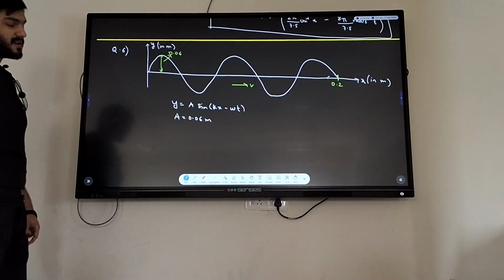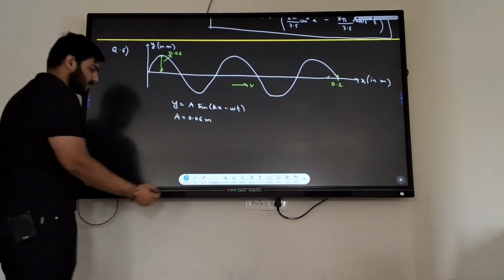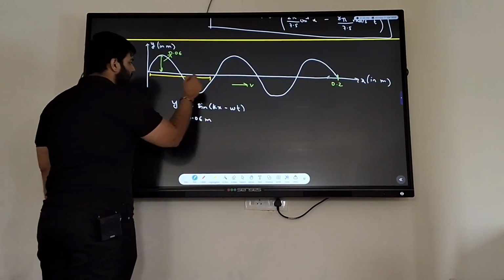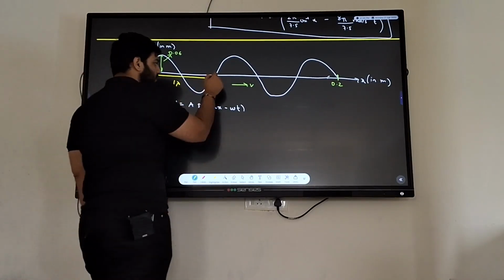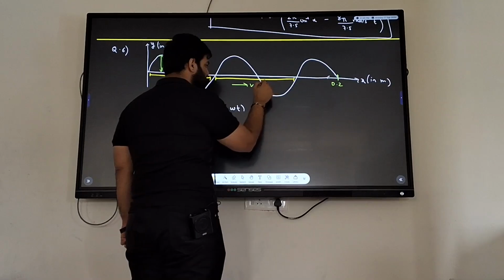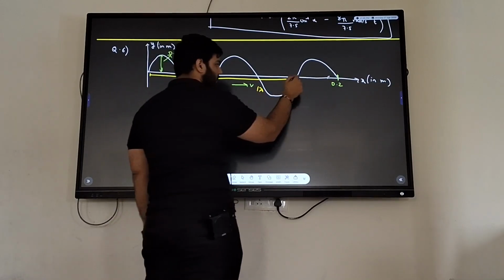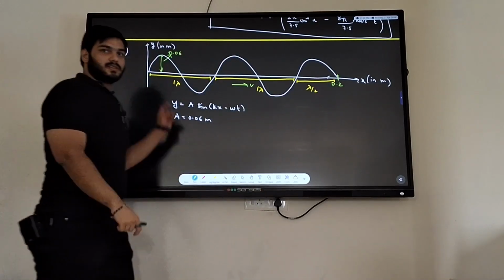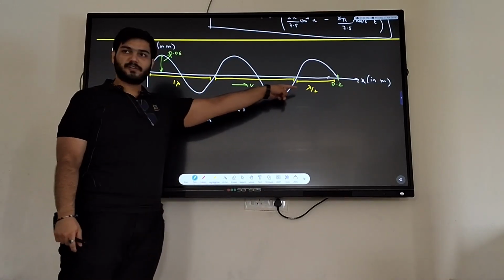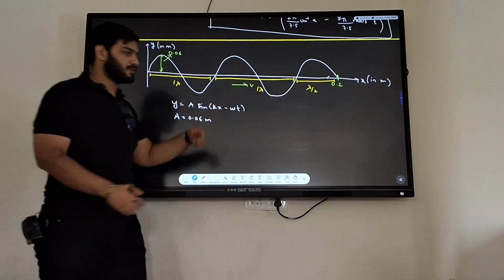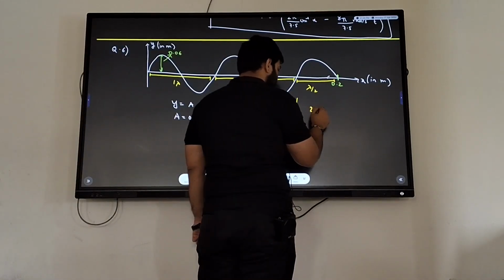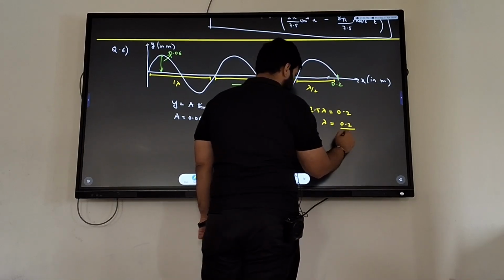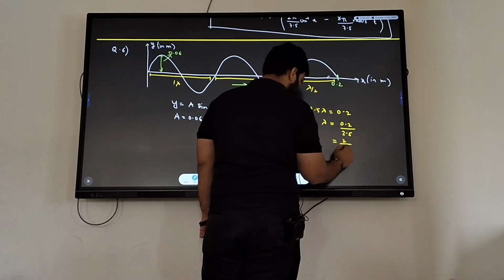To find k, I have to find lambda. But can you see from this diagram, we can actually find it. So this is 1 lambda. This is 2 lambda. 1 plus 1, 2 lambda. What about this? How much is this? That's lambda by 2. So 1 lambda, 2 lambda, and then 2.5 lambda. 2.5 lambda is equal to 0.2. And what is lambda? 0.2 divided by 2.5. That is 2 by 25.